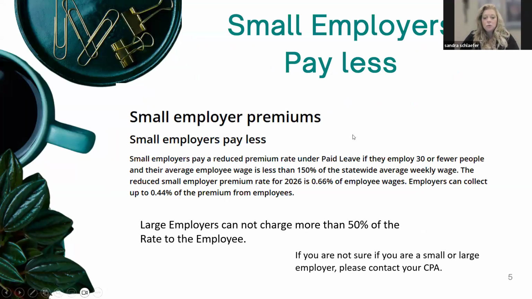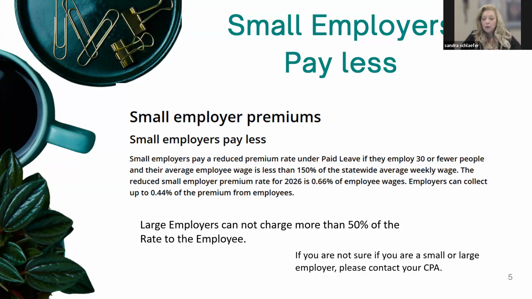And just to remind you that small employers, there is some relief for you. If you employ fewer than 30 employees with their average employee wages less than 150% of the state average weekly wage, then you get a reduction. So you can still charge your employees the 0.44%, and then you would pay the remainder.